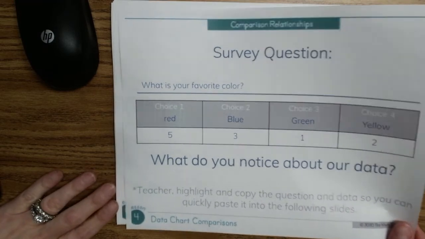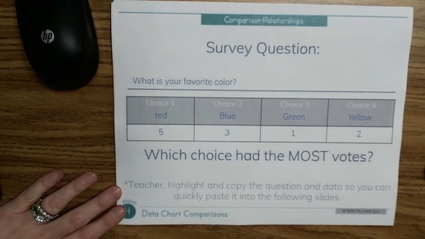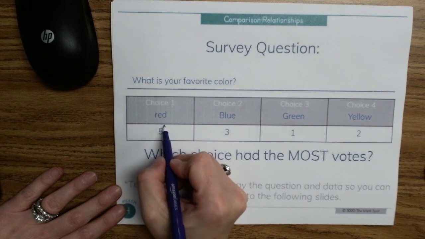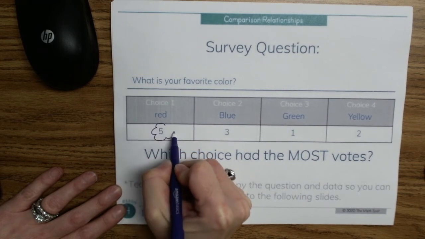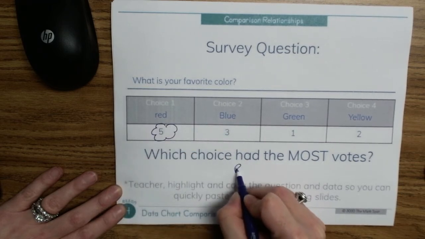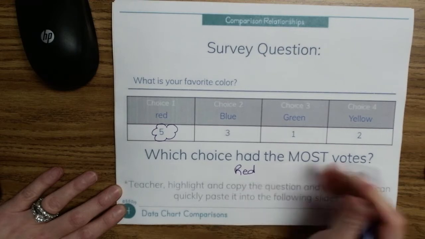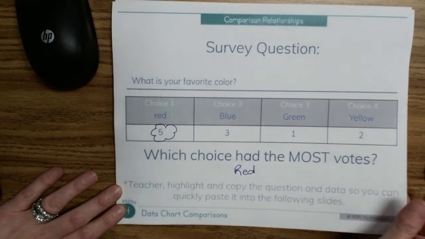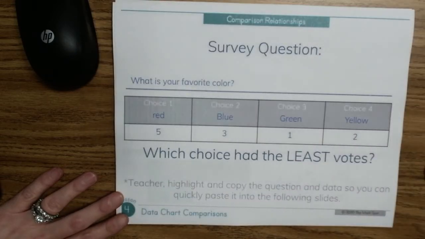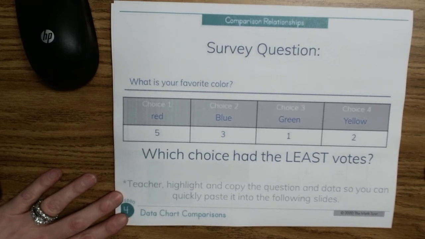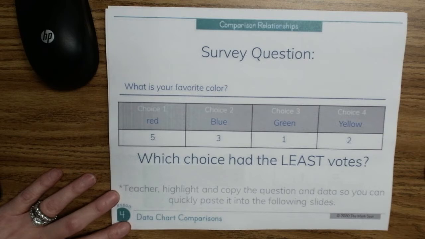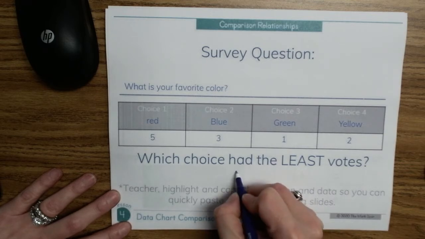Let's keep asking ourselves questions. Which choice had the most votes? Yeah, red. They had the most votes because they had 5. Okay, that wasn't too bad. Which one had the least? So who didn't get chosen very much? Green.